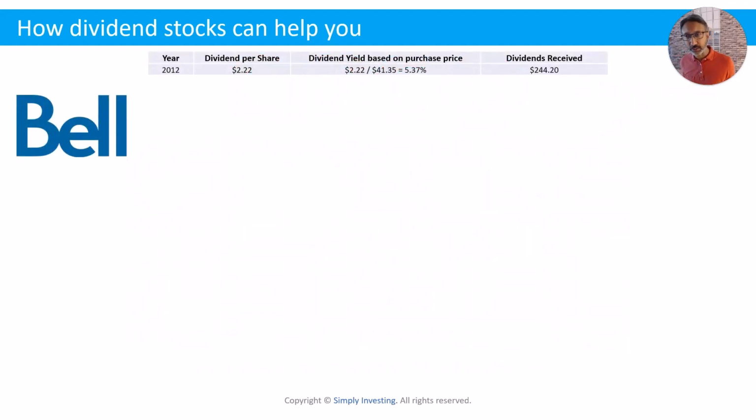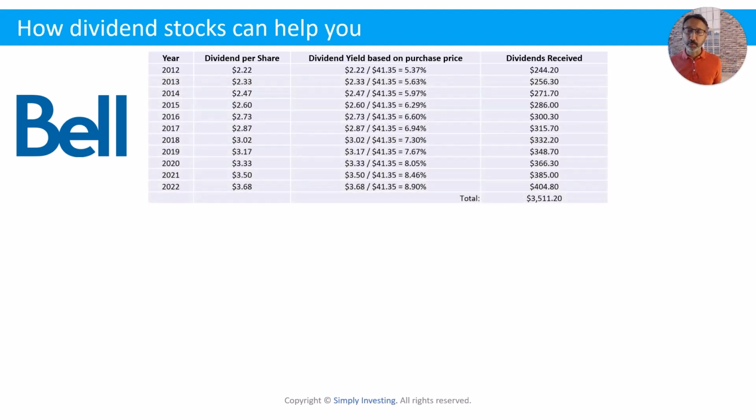Let's move on to our next example with Bell Canada. Imagine you bought shares in Bell Canada in 2012. You can see the dividend was $2.22 a share, divided by your stock purchase price of $41.35. Your yield at the time would have been 5.37%. The company has increased its dividend every single year. Today, the dividend is $3.68. Your dividend yield based on the original purchase price is 8.9%.